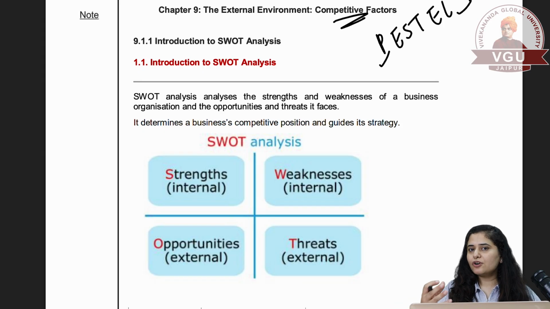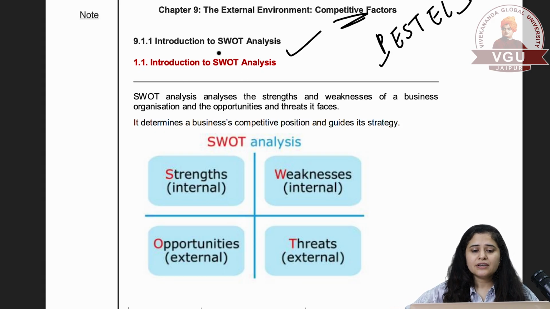What do we understand by competition is how better or how worse we are as compared to our competitors. And how do we analyze it? We analyze it through SWOT analysis. What is SWOT? S is for strength, W is for weaknesses, O is opportunities, and T is threats. So, SWOT analysis analyzes strengths and weaknesses of a business organization and the opportunities and threats it faces.